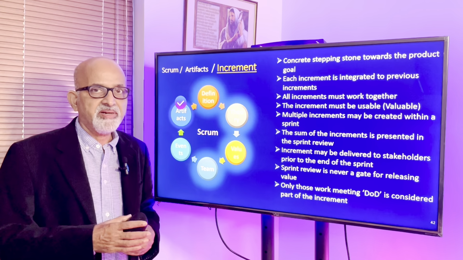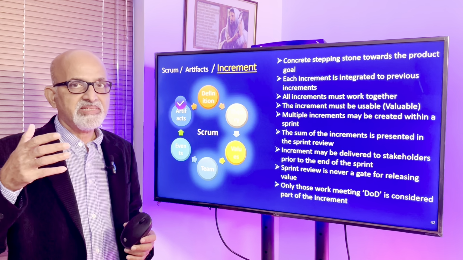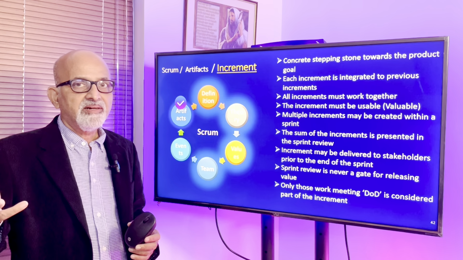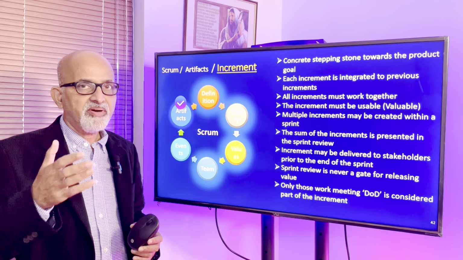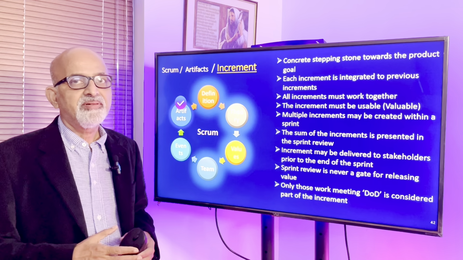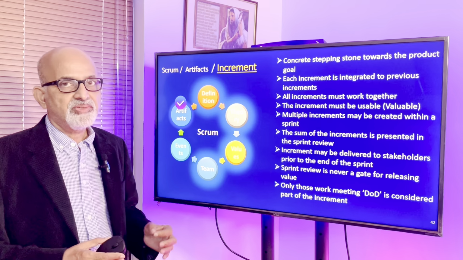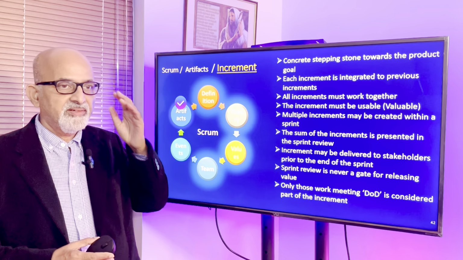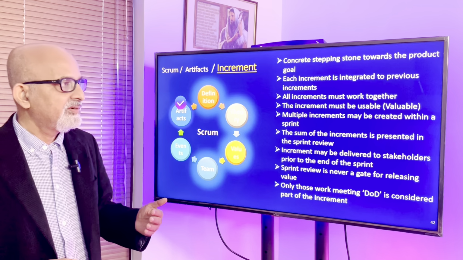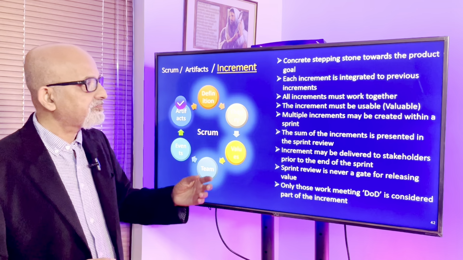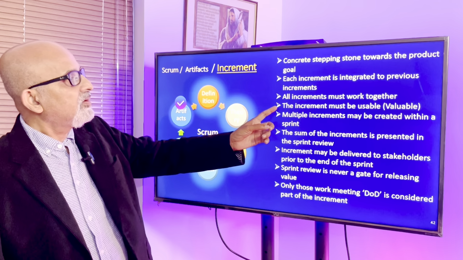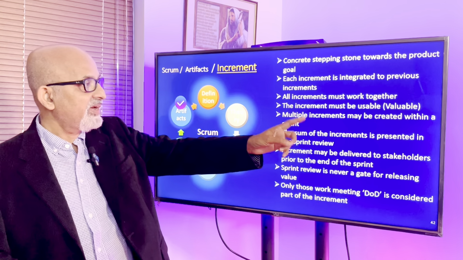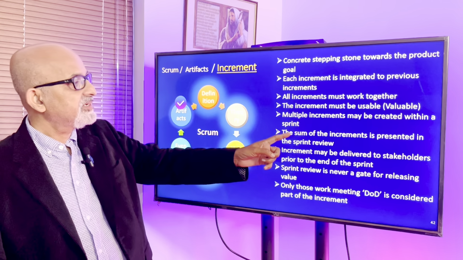So let's say we are in sprint number 7, completion of sprint number 7, and we should ensure that the output of sprint 7 is working well with the product we built till the end of sprint 6. So backward integration is very, very important. Otherwise, your definition of done will not have much value. All increments must work together. The increment must be usable. It should provide value.